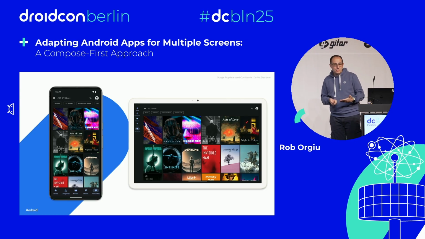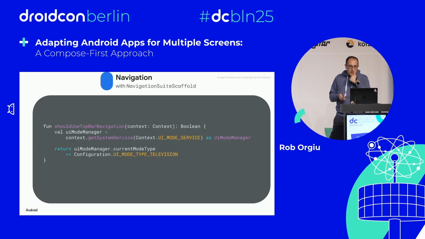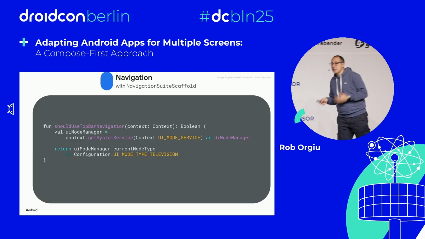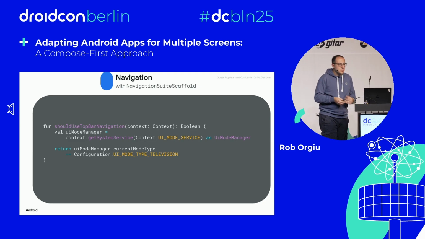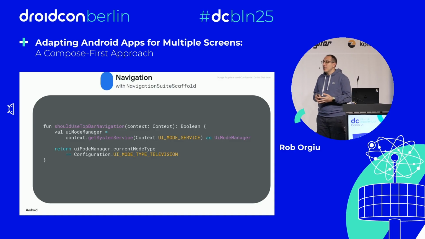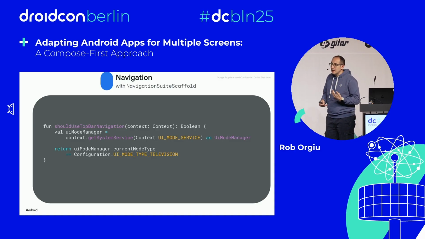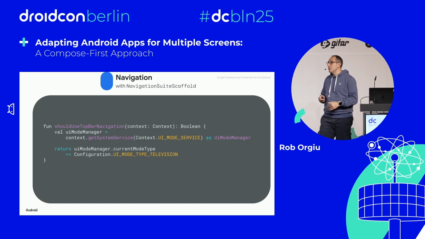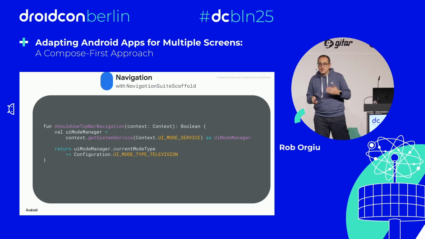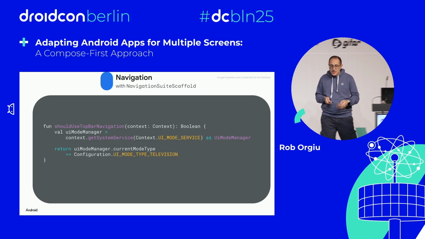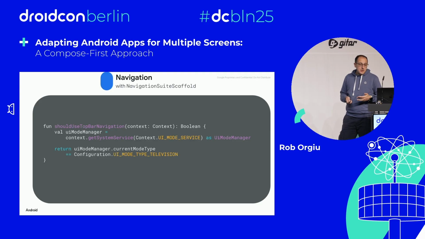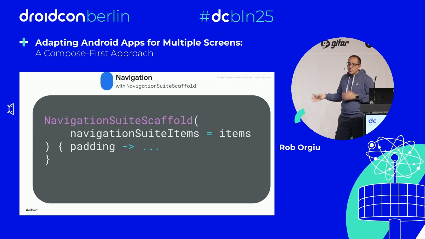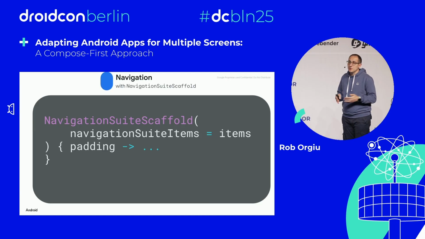So how do you do that? Well, we can solve that by using the navigation suite scaffold, as we already mentioned. But it's not enough in this case, because we need to know if the device actually is a TV-like device. So what we want to do is check if we need to use a top navigation that we can implement, or we can use the navigation suite scaffold by wrapping your scaffold if you already have one, or migrating to the navigation suite scaffold if you don't have one.